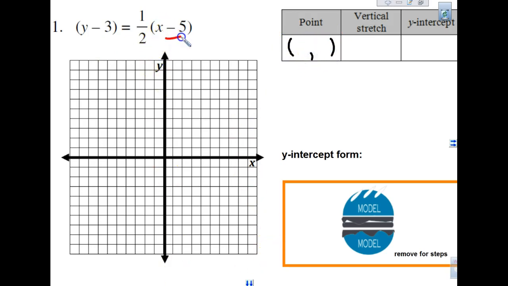So we have -5 here, and we have -3 here, which means +5 and +3. So go ahead and plot that point, 5, 3. Starting at 0, 0, 1, 2, 3, 4, 5, and up 3, 1, 2, 3.